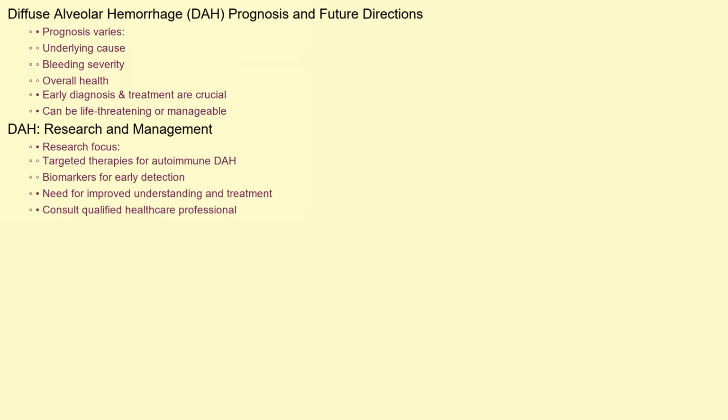The prognosis for DAH varies depending on the underlying cause, the severity of the bleeding, and the overall health of the individual. Early diagnosis and prompt treatment are crucial for improving outcomes. In some cases, DAH can be a life-threatening condition, while in others, it can be managed effectively with treatment. Recent research is focusing on developing more targeted therapies for autoimmune-related DAH and identifying biomarkers for early detection. Further research is needed to improve our understanding of DAH and develop more effective treatment strategies. Always consult with a qualified healthcare professional for diagnosis and treatment.